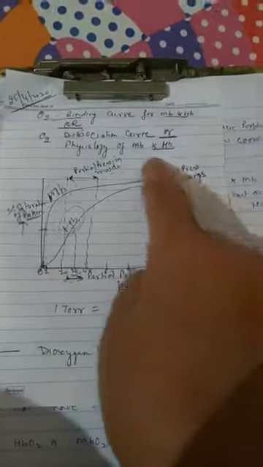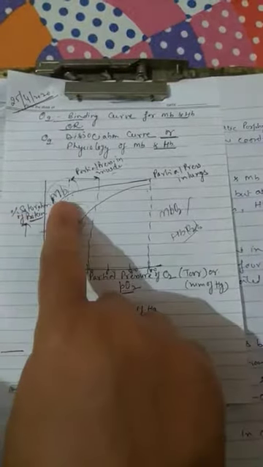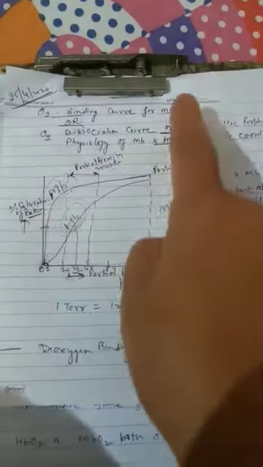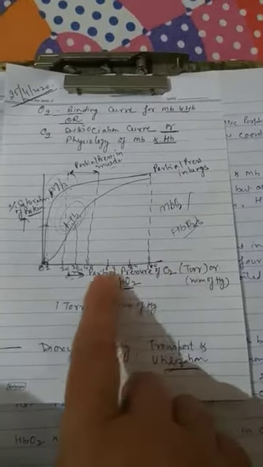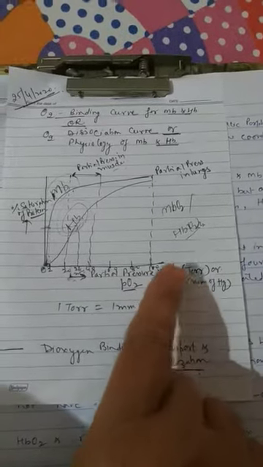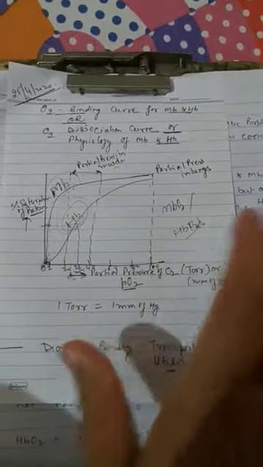So for that purpose we have to study this diagram, this graph in between percentage saturation of the two proteins myoglobin and hemoglobin, and on the x-axis taken is the concentration of oxygen in terms of partial pressure of oxygen. Why? Because oxygen is a gas, right? So let us start with this discussion.